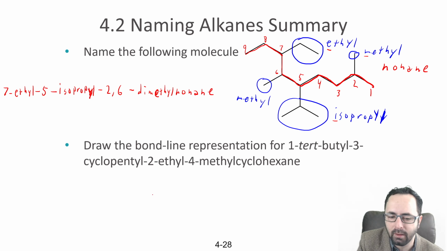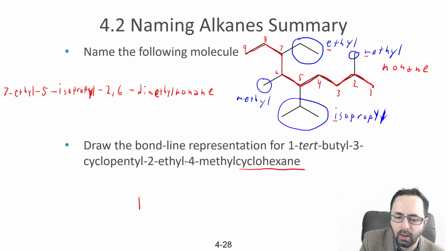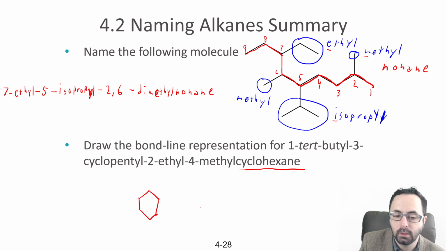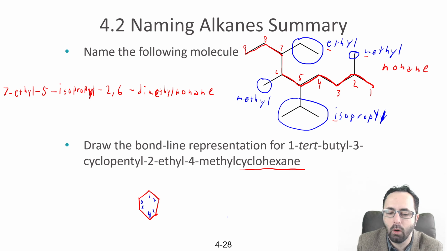Okay, so we got cyclohexane. So we always start here with the parent chain. So it's cyclohexane. And so that's going to have 6 carbons in a hexagon shape. And then I can number my carbons however I want because it's a ring. So I'm going to number them like this, 1, 2, 3, 4, 5, 6. Okay. So on the 4th carbon is a methyl. So I'm going to draw the methyl downward like that.